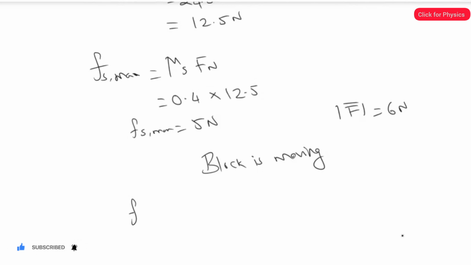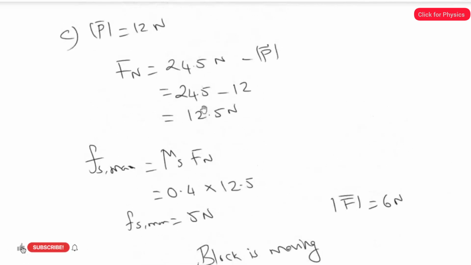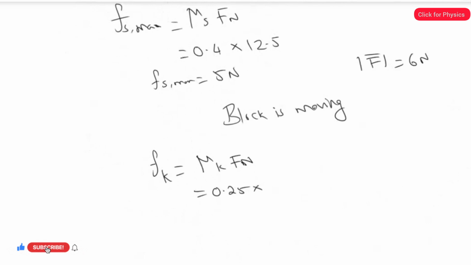Why? Because once the F vector magnitude is greater than the static friction, your static friction is converted to kinetic friction. So we apply the rule for kinetic friction, which is mu k multiplied by Fn. What is the mu k value? 0.25. And what is the Fn value? For this case, it is 12.5. So let's substitute the values. When you multiply 0.25 with 12.5, we get the answer as 3.13 Newton. So this is the magnitude of the frictional force.